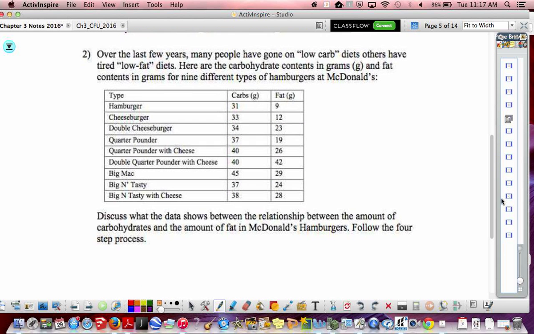McDonald's. That's just so mean to talk about McDonald's right before lunch, isn't it? Why now? All right, so let's take a look here.